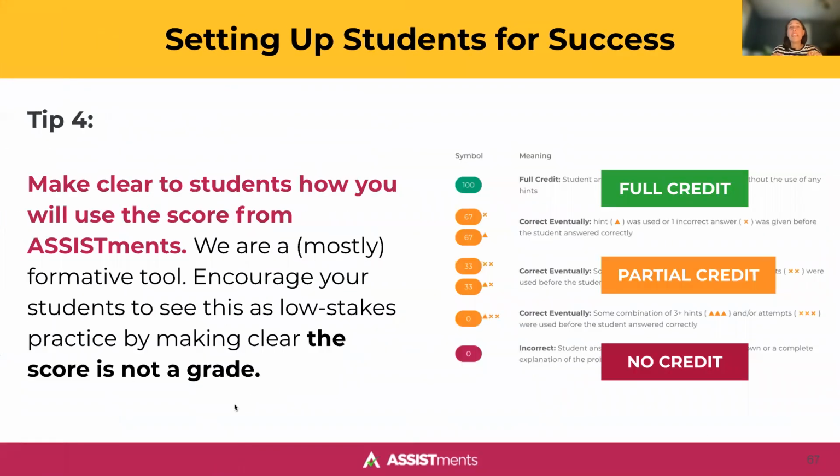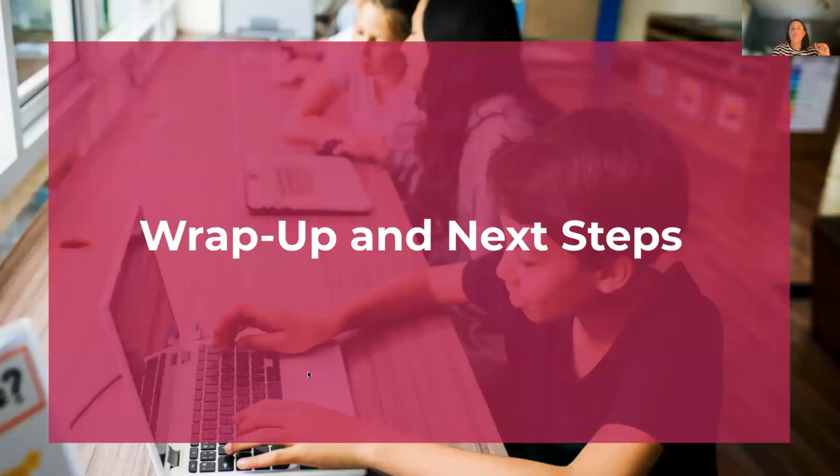And lastly, make clear to students how you're using the score in assessments. We are mostly a formative tool like we've been talking about, and we encourage students to see this as low stakes practice by not using the score as a grade. We do have some useful resources on how teachers, especially Carrie when she was in the classroom, created a rubric to give full credit, partial credit, or no credit based on student effort in their work. So definitely something that you want to think about.